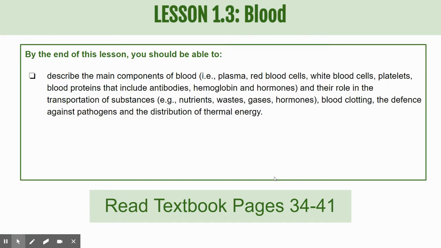All right, so by the end of this lesson, you should be able to describe the main components of blood, including plasma, the red blood cells, white blood cells, platelets, blood proteins, and their role in the transportation of substances. Blood clotting, the defense against pathogens, which will be more in the next 2 lessons from now. And a few of these other ones may come up in some other lessons as well.